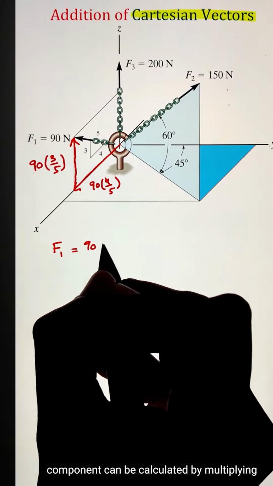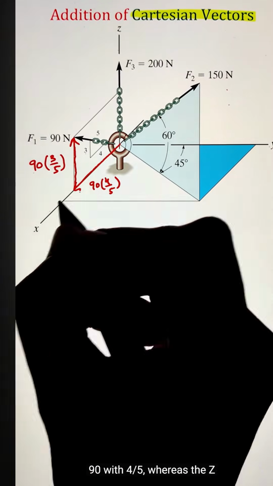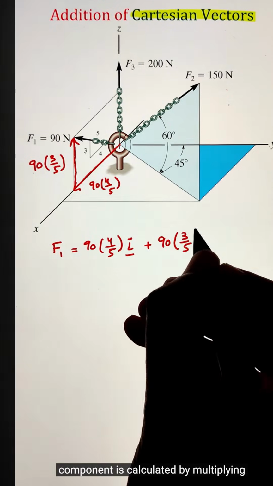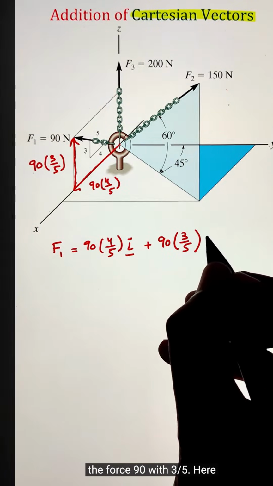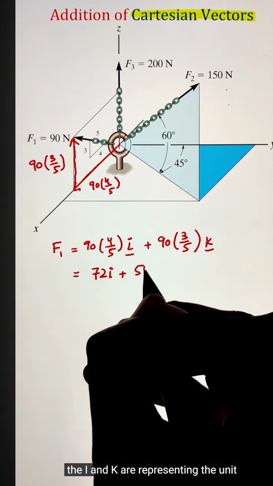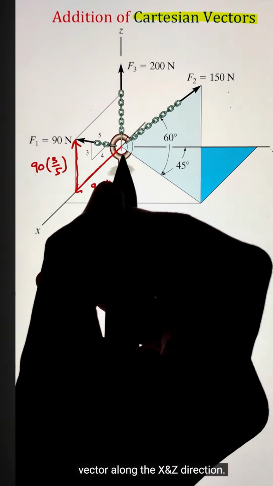So the x component can be calculated by multiplying 90 with 4 over 5, whereas the z component is calculated by multiplying the force 90 with 3 over 5. Here, the i and k are representing the unit vector along the x and z direction.